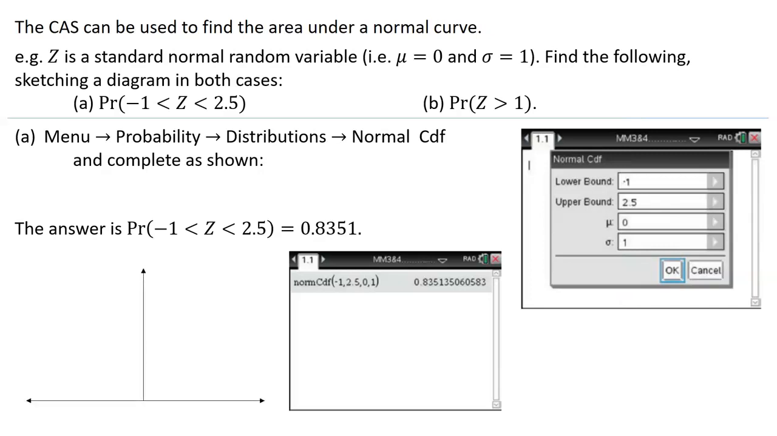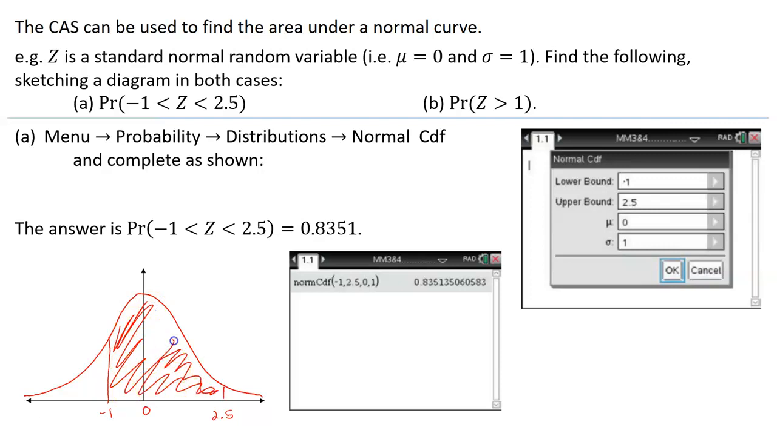Let's think about what that means with my curve. So I've got my axes here. I draw a curve trying to make it as symmetric as possible. I know that this is 0 because it's the standard normal random variable. So I'm looking from negative 1 to 2.5. And then I'm just going to shade in that region to show this is the bit that I'm interested in. And that's it.